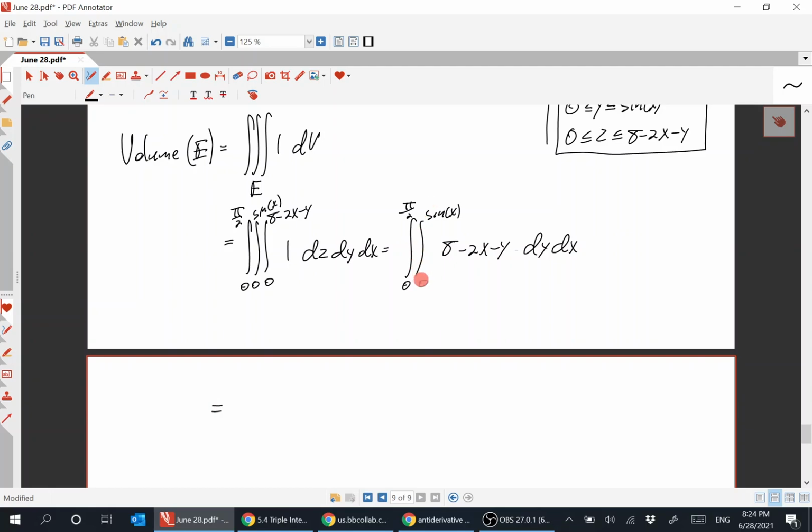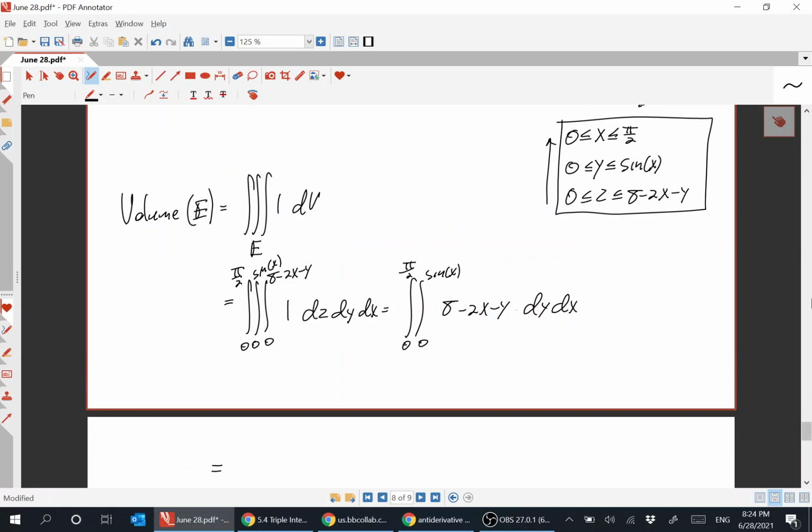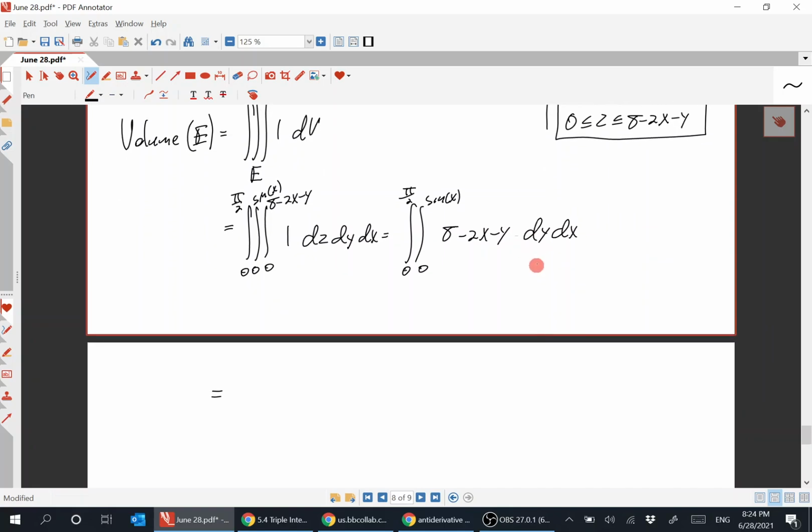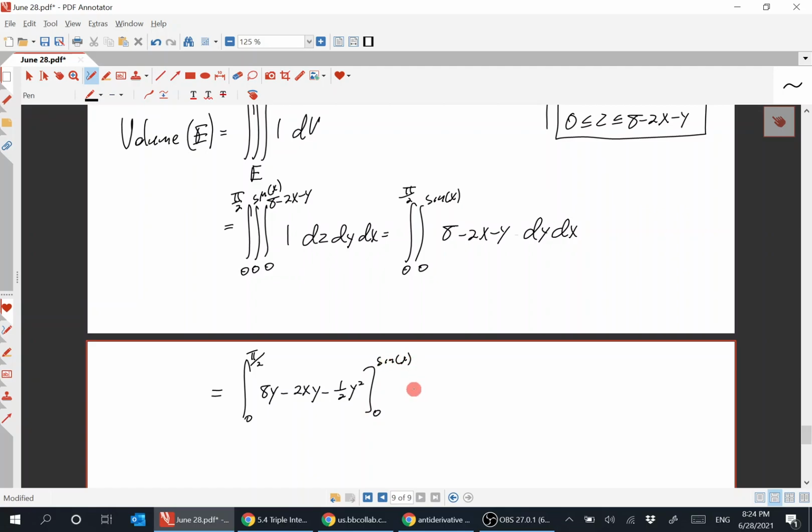Now, if one of the boundaries for z isn't 0, then you have to think of it as a triple integral more so than a double integral, unless you want to do the top surface minus the bottom surface. There are different ways to think about it. So the antiderivative is 8y minus 2xy minus 1/2 y squared from 0 to sine x dx.